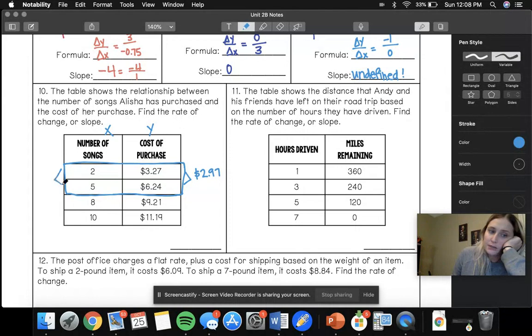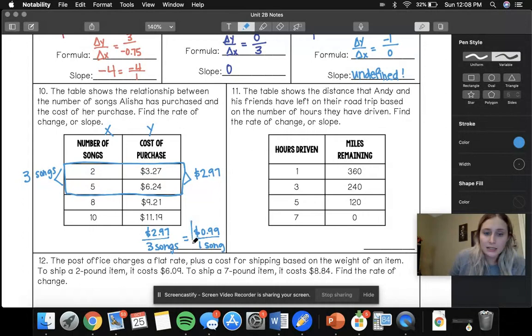Then I'm going to find the change in the number of songs. So how do we go from 2 songs to 5 songs? Well, 5 minus 2 is 3, so 3 songs. So the rate of change is $2.97 for every 3 songs. And with word problems, usually we don't like to talk about 3 songs. Usually the unit rate, or 1 song, would make the most sense. So now we can take 2.97 and divide it by 3, and we get 99 cents. And so that is equivalent to 99 cents per song.